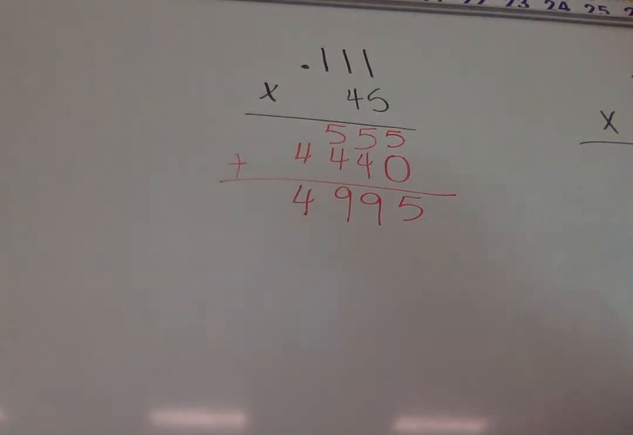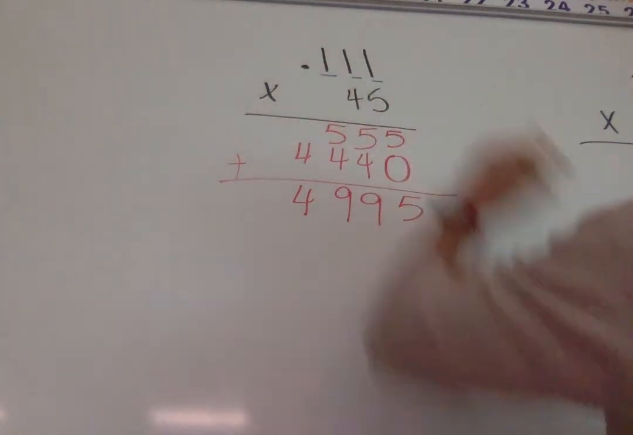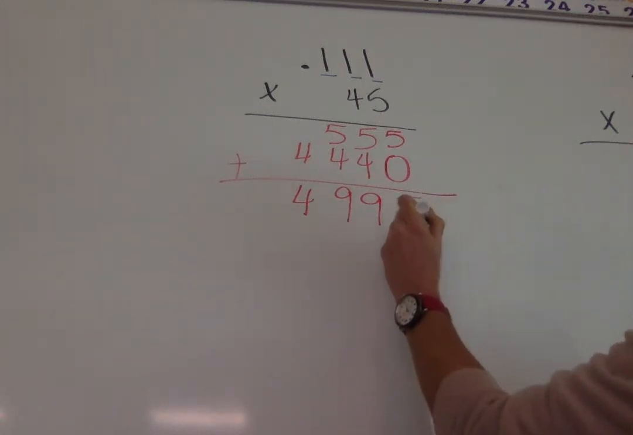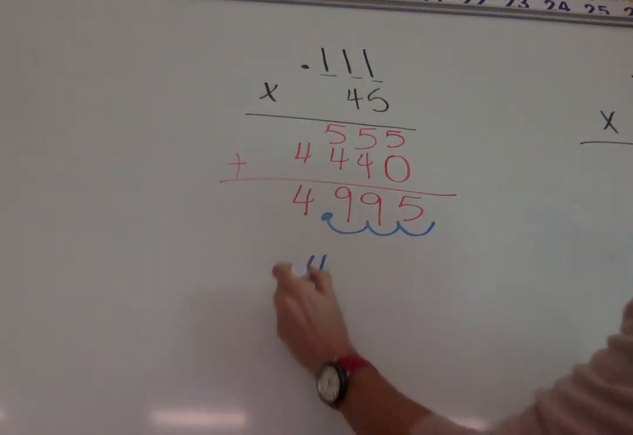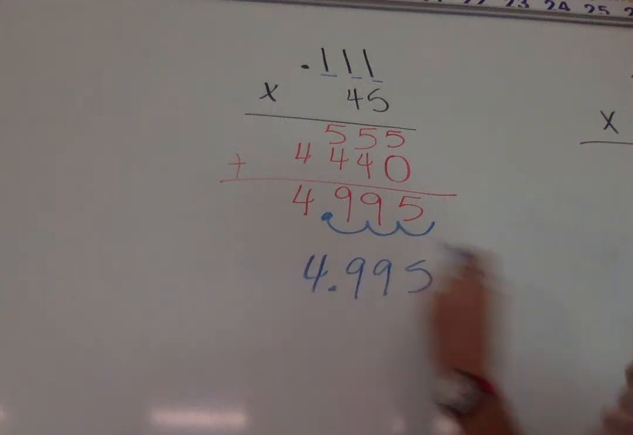Once I add those, I need to see how many decimal places there are. Well, there are a few more in this one, or one more in this one. I have 3 decimal places. So I need to begin at the end of this number and move it 3 places to the left. So my final answer is 4 and 995 thousandths.